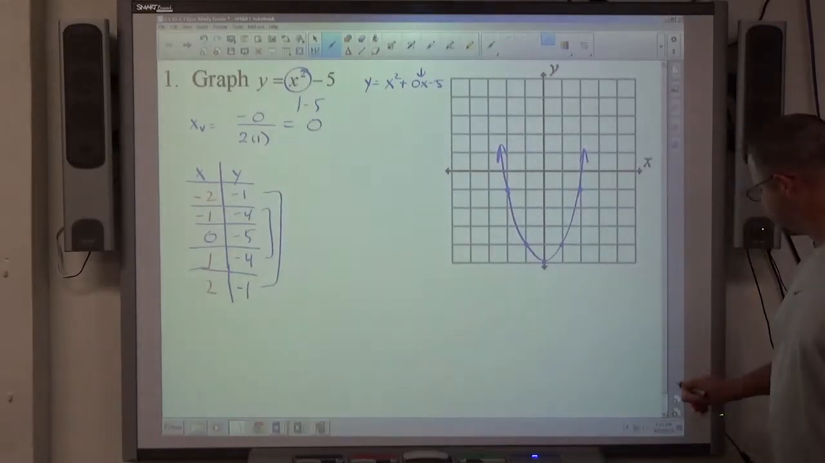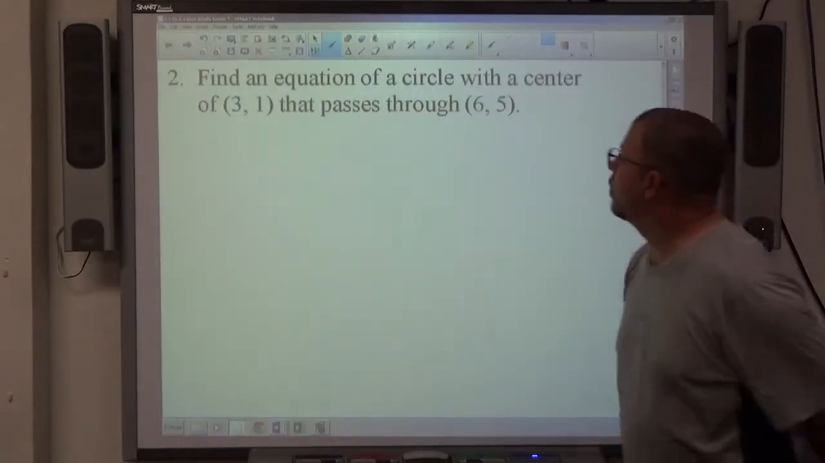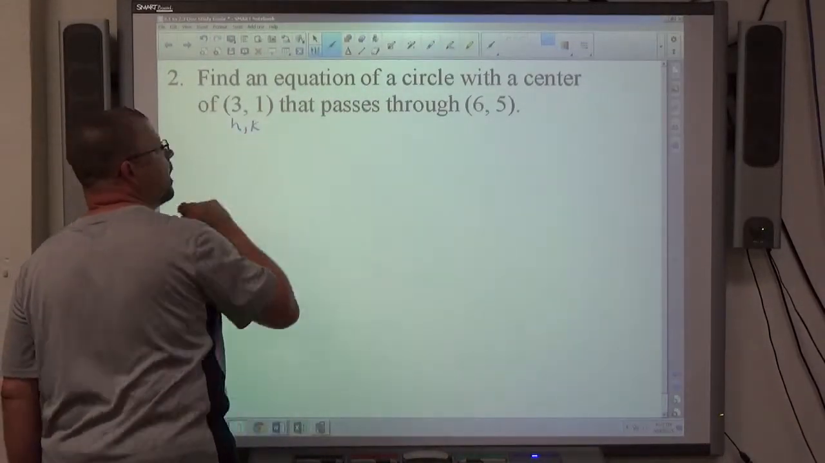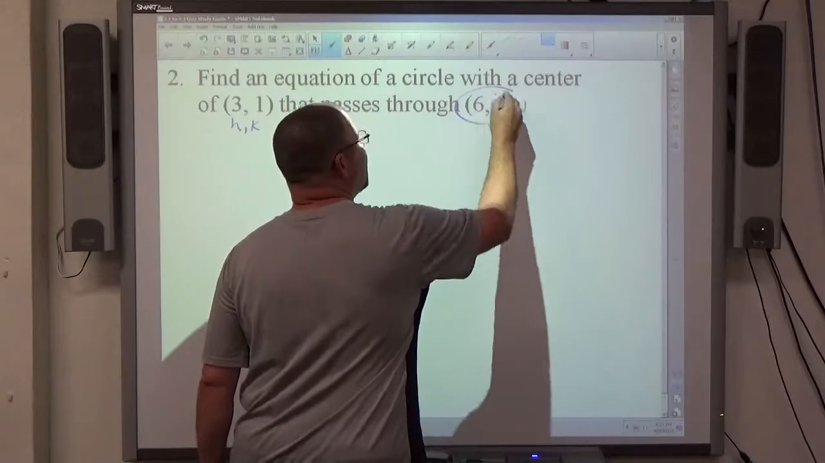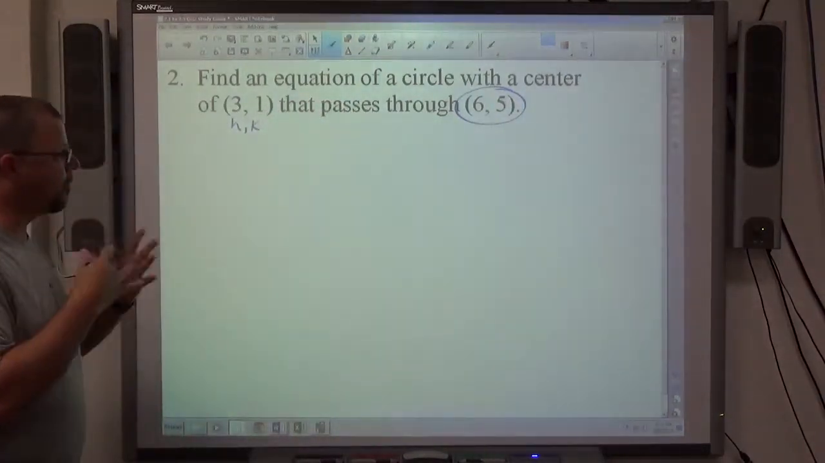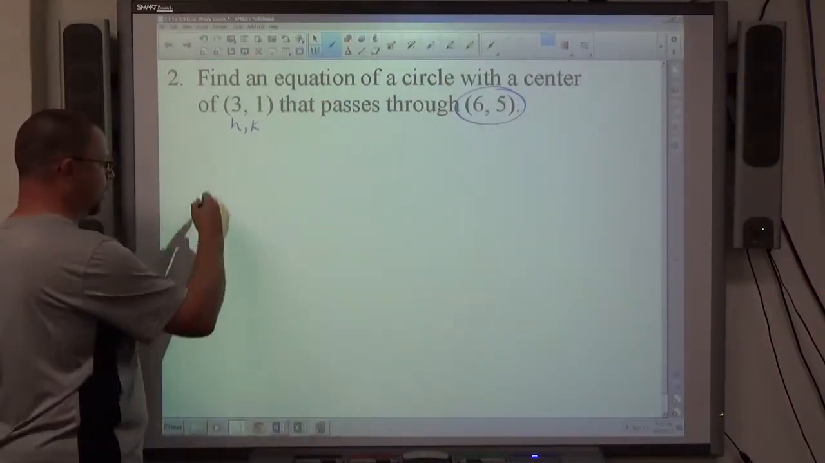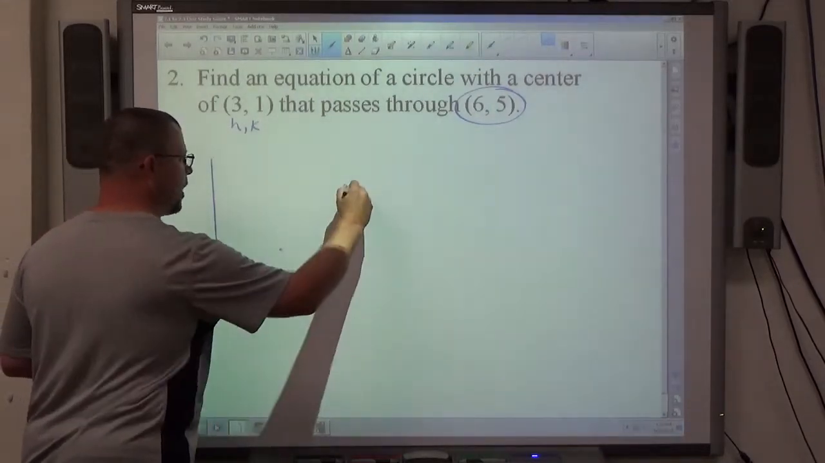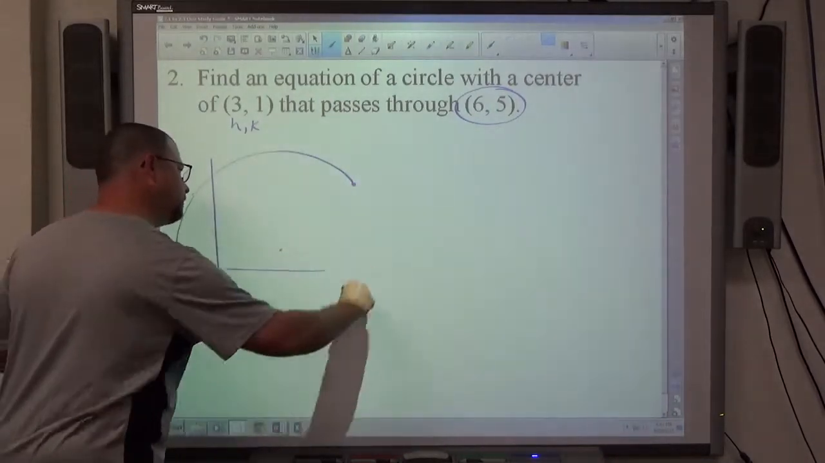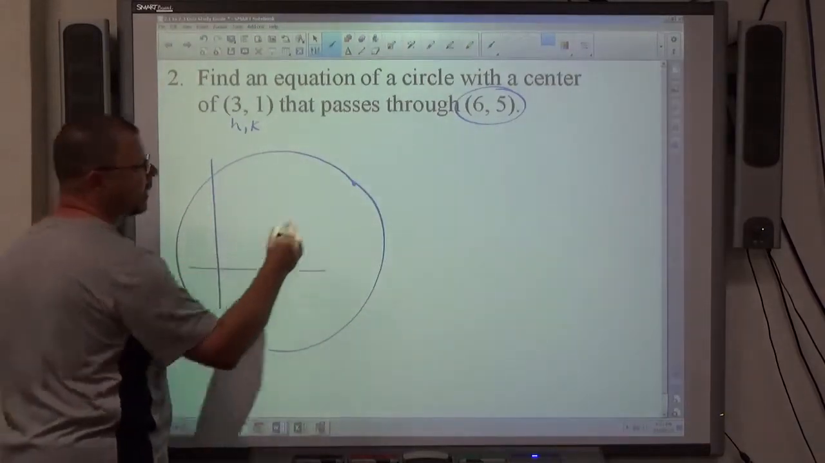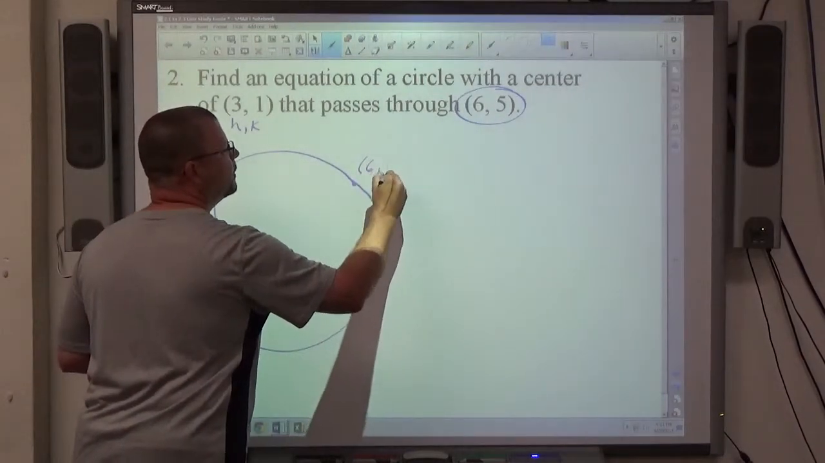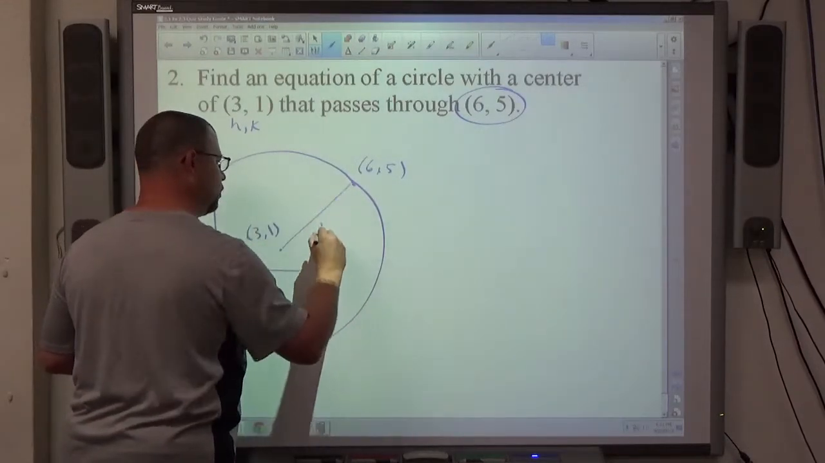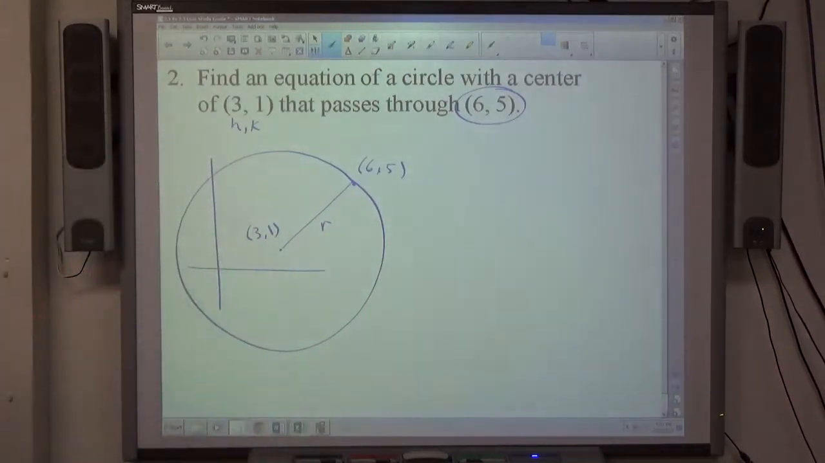We put the arrows. Number 2, find the equation of a circle with a center of 3, 1 and passes through 6, 5. 6, 5 is on the circle itself, so if I'm imagining a picture of this, you don't have to graph it, but if 3, 1 is about here and 6, 5 is about here, my circle's looking kind of like that. Here's 6, 5. Here's 3, 1. The distance between those two points is the radius. That's the other thing I need to know.